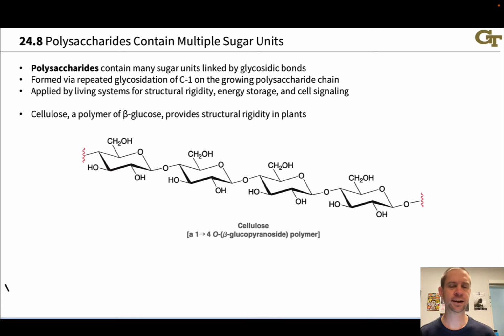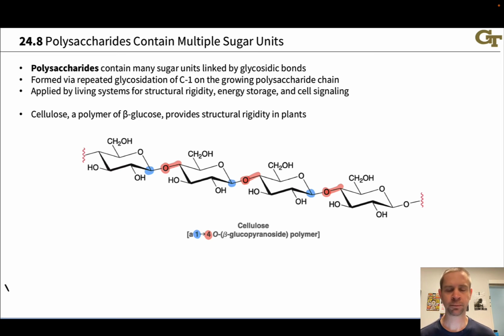And they're seen in living systems for a variety of purposes. For example, structural rigidity: chitin and cellulose are important examples of polysaccharides used for that purpose. Energy storage: we can think about glycogen and starches there, as well as cell signaling. Cellulose is a polymer of beta glucose with beta 1,4 glycosidic bonds in its structure, and those are highlighted here, with the carbon 1, the anomeric carbon, highlighted in blue, and that hydroxyl group at carbon 4 that is the nucleophile in forming the glycosidic bond highlighted in red. And so we can think of this as a beta 1,4 polymer of glucopyranoses.